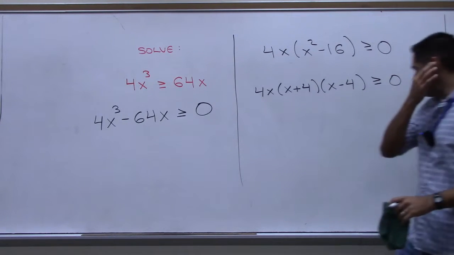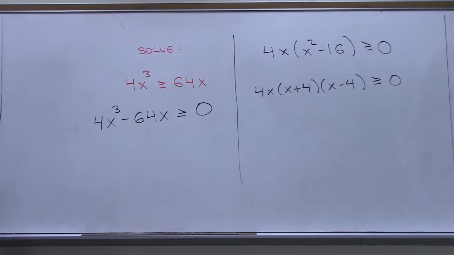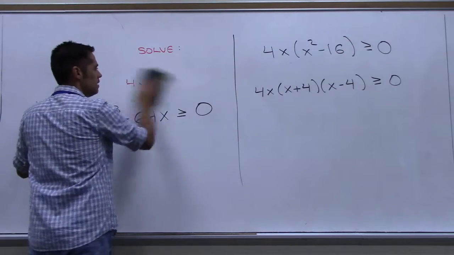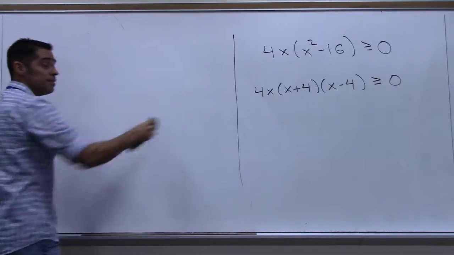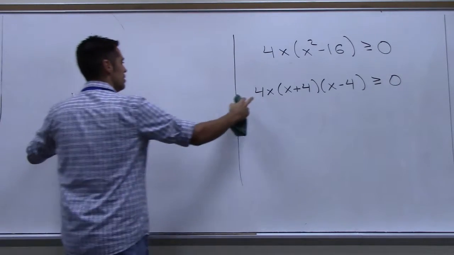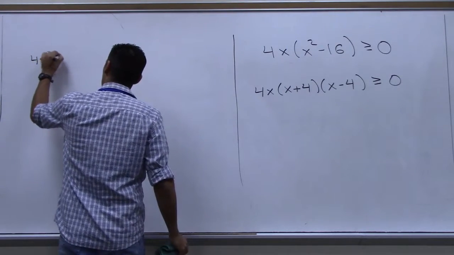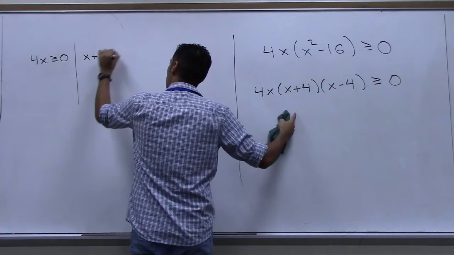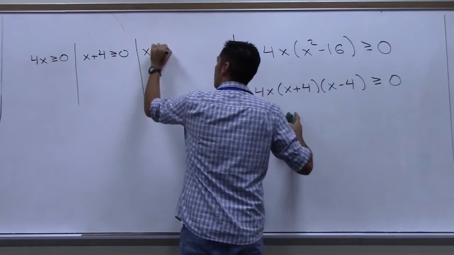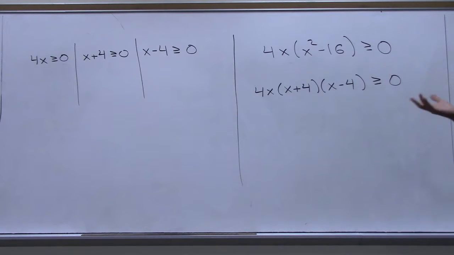It's the next part that is the dangerous part. Now, your instinct, hopefully, is just to do each one of those, right? So this is what your instinct would possibly be. Don't write this down. You would say, okay, that means 4x has to be greater than or equal to 0, x plus 4 has to be greater than or equal to 0, and x minus 4 has to be greater than or equal to 0. That's what you would hope it would be, because that would be relatively easy to continue with.